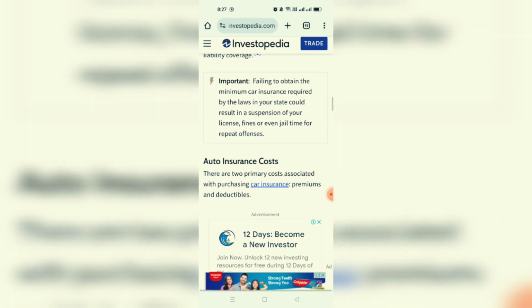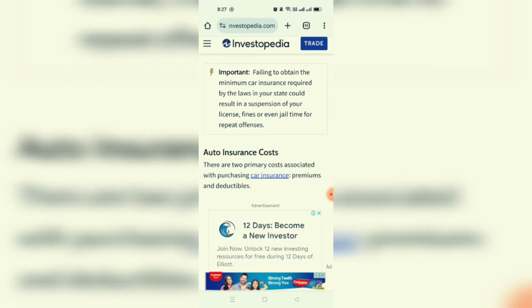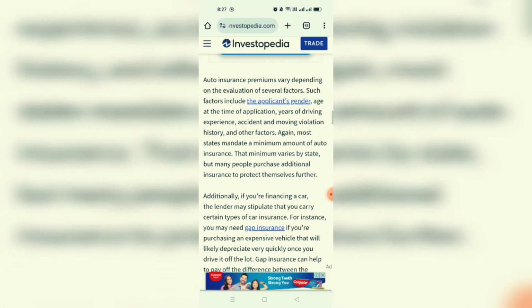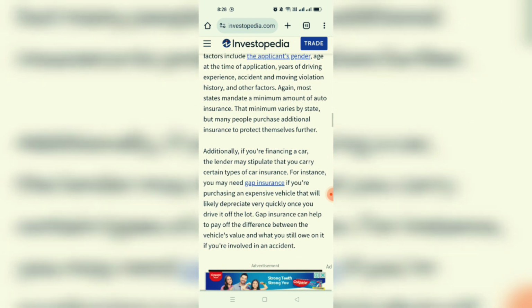Auto insurance cost. There are two primary costs associated with purchasing car insurance: premiums and deductibles. Auto insurance premiums vary depending on the evaluation of several factors. Such factors include the applicant's gender, age, years of driving experience, accident and moving violation history, and other factors. Again, states mandate a minimum amount of auto insurance. That minimum varies by state, but many people purchase additional insurance to protect themselves further.